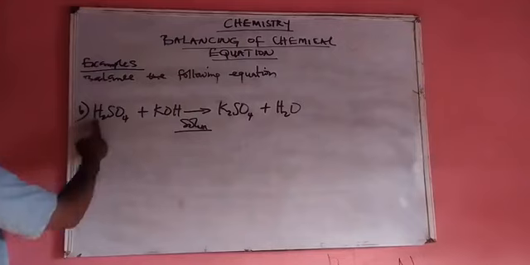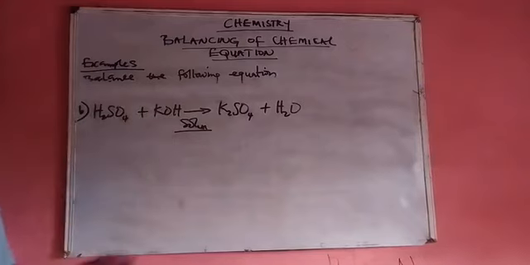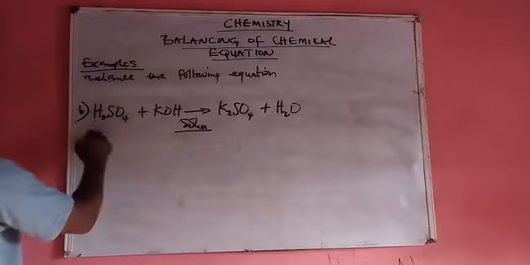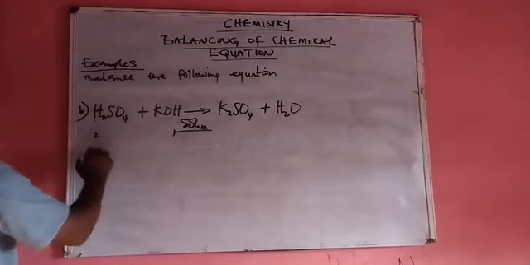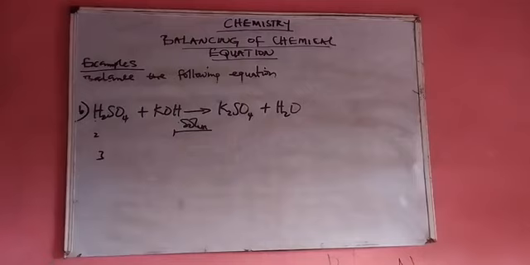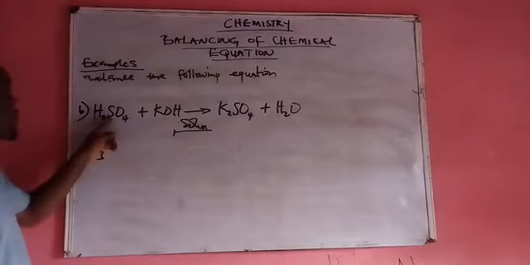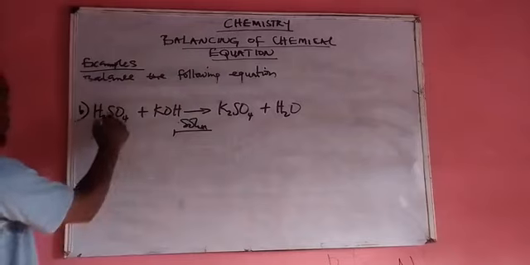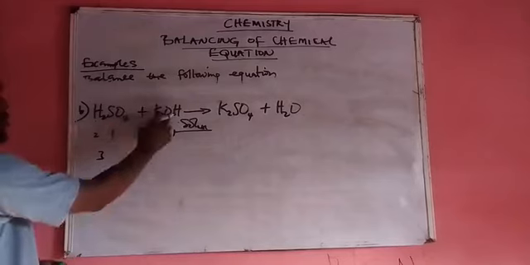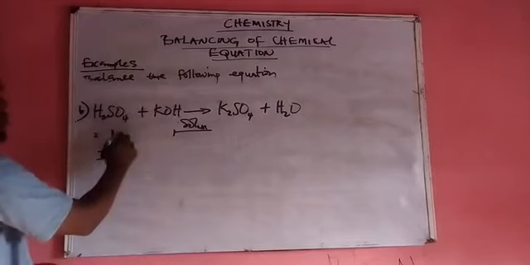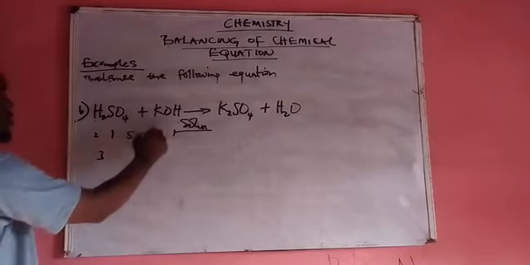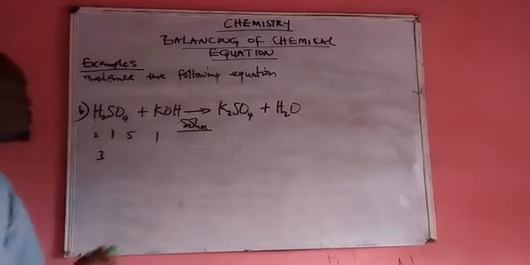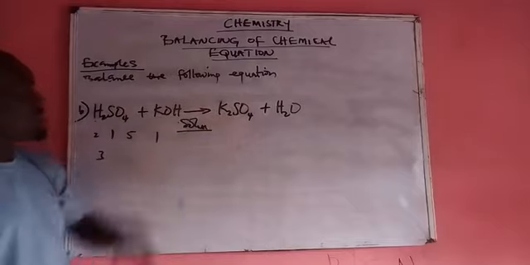We have 2 hydrogen here, another 1 hydrogen here. So that's to say this 2 plus this 1 will give us 3 hydrogen. Are you there? Okay. Now sulfur here we have 1 sulfur. Then oxygen, we have 1 oxygen here too. 1 plus 4 will give us 5 oxygen. Potassium is 1. So we have done hydrogen before. Now let's check if they are okay here.